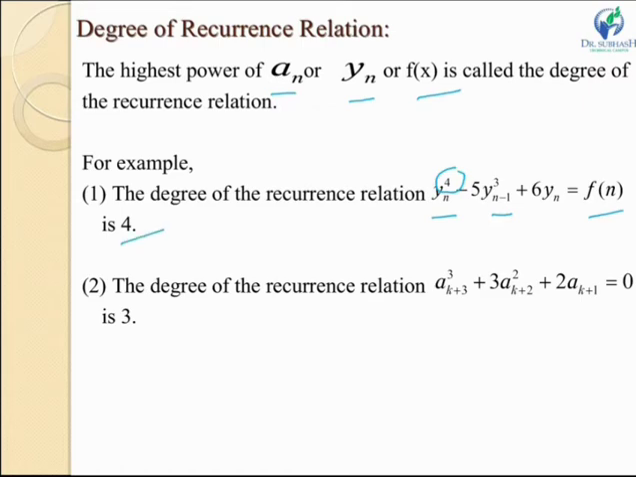Similarly, let me take one more example. a k plus 3 cube plus 3 a square k plus 2 plus 2 a k plus 1 equal to 0. Here the highest power is 3. So the degree of this relation is 3.